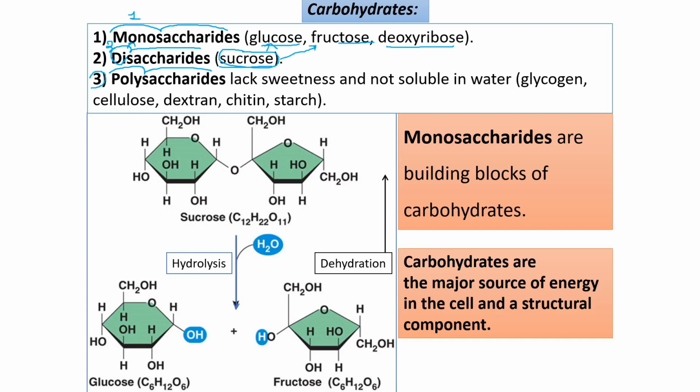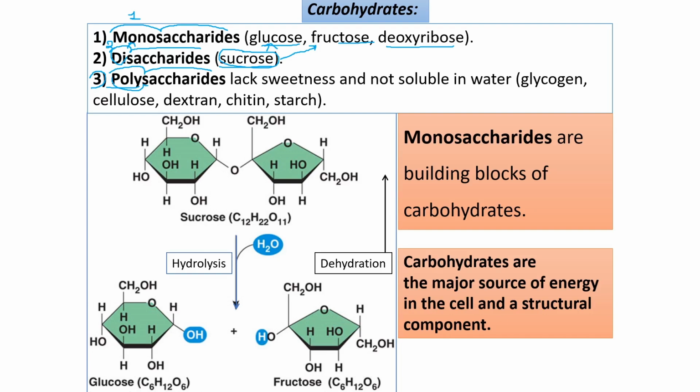The third type of carbohydrates is called polysaccharides, and their structure is more complex. They are made of several monosaccharides, and because of this different structure, they have long chains of monosaccharides attached together. Their properties are also different compared to other carbohydrates.